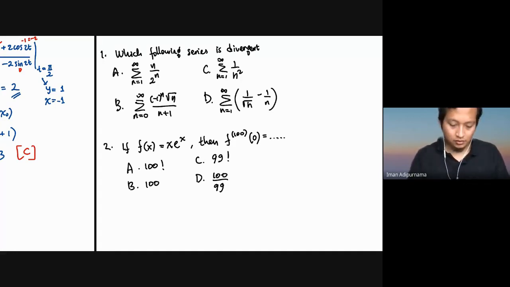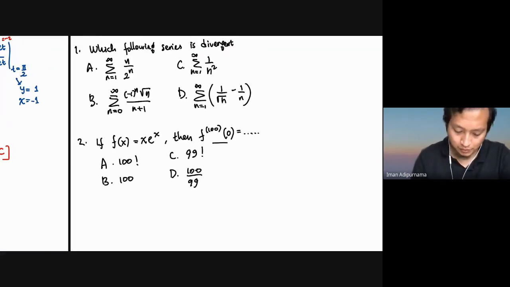Okay, so the first question is checking the series, whether it's diverged or not. The second question is actually about the Maclaurin. The Maclaurin, if you remember, the Maclaurin constant. This is the Maclaurin constant.